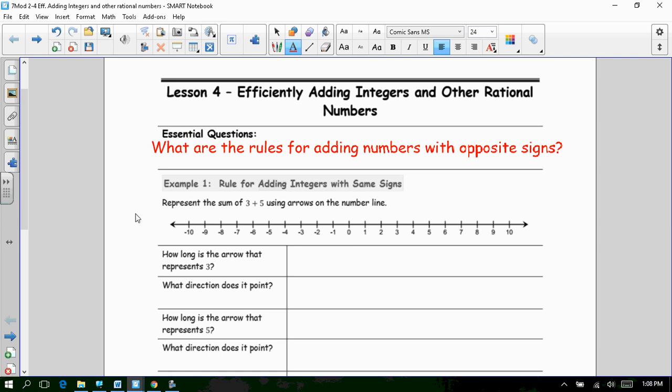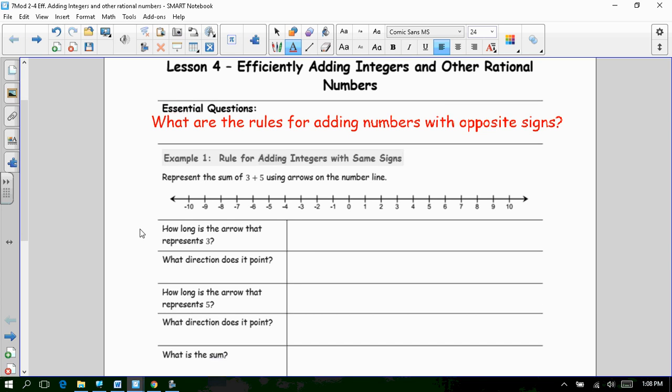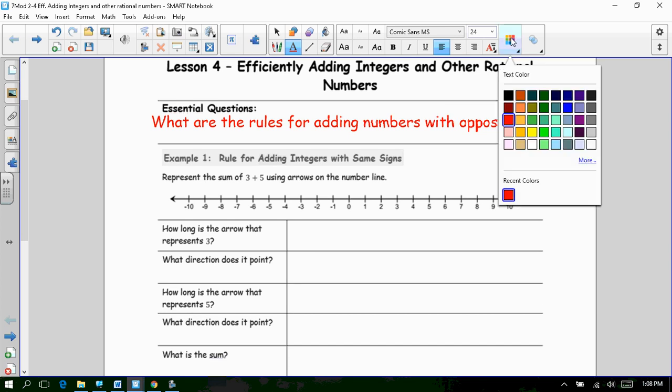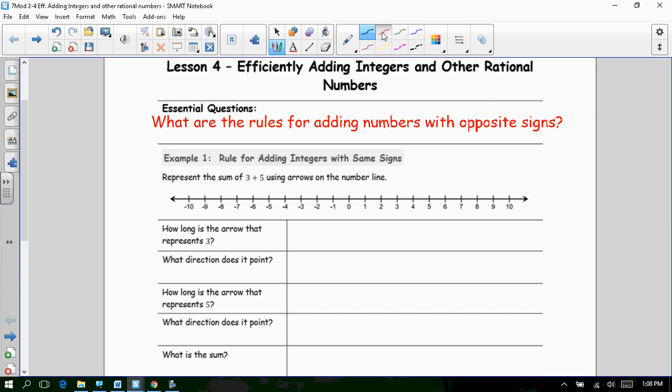All right, example 1. Rule for adding integers with same signs. Notice it says the same sign, right? Let's in fact underline that, because now we're just talking about things that have the same sign. All right, represent the sum of 3 and 5 using arrows on the number line. This should go pretty fast for us, right? So we're going to go 0 to 3, and then add another 5 to that. 3 plus 5 brings us to 8, right?